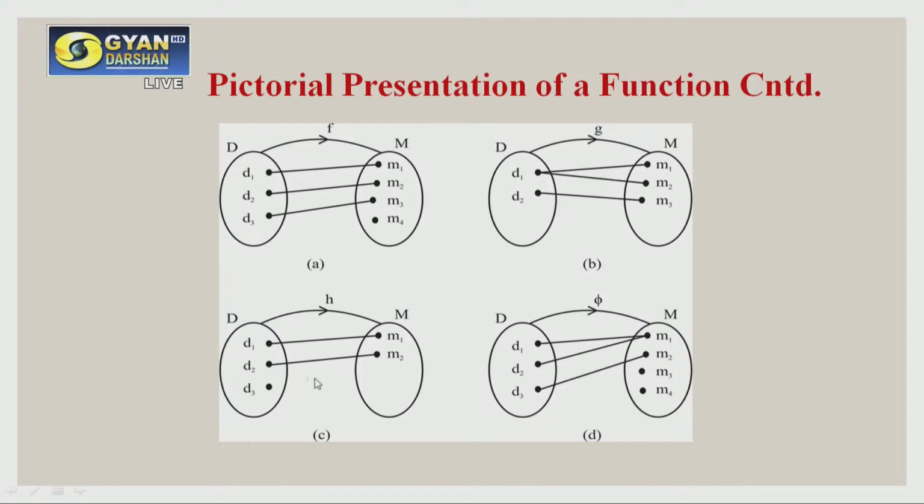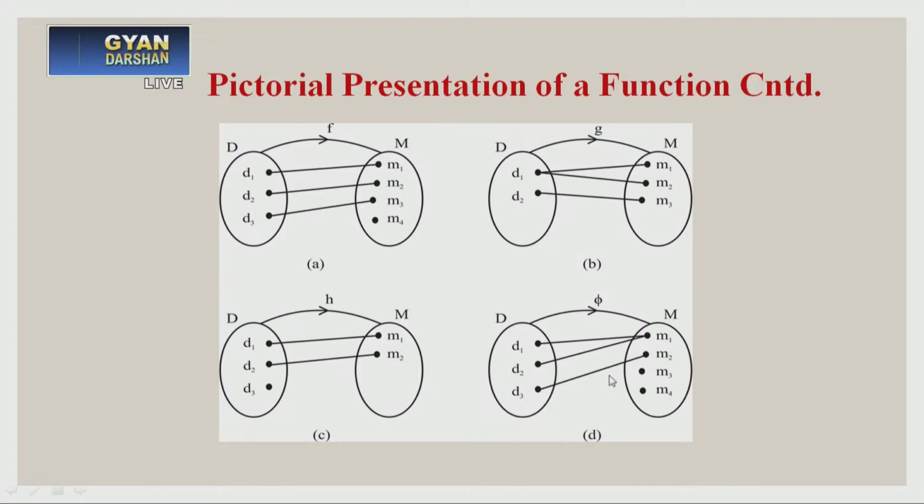Now we come to part C. Here we have 3 daughters D1, D2, D3, but daughter D3 has no mother. This is a violation of the first condition of the function, which says that each daughter should have a mother. So B is not a function because the second condition is violated, and C is not a function because the first condition is violated. All daughters should have a mother, but here D3 does not.